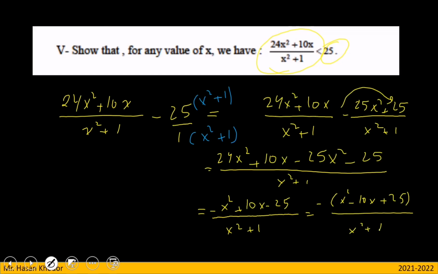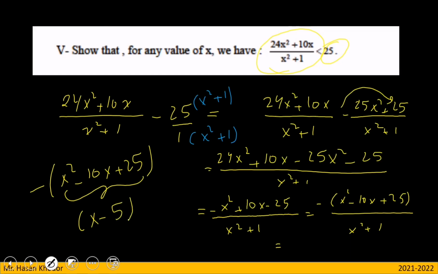And finally, this numerator, that is x squared minus 10x plus 25. This one is a remarkable identity. This is a perfect square. This is x minus 5 squared multiplied by minus outside. So we get minus x minus 5 squared over x squared plus 1. And this answer is absolutely negative, less than or equal to 0. Proved. That's what we want to prove.